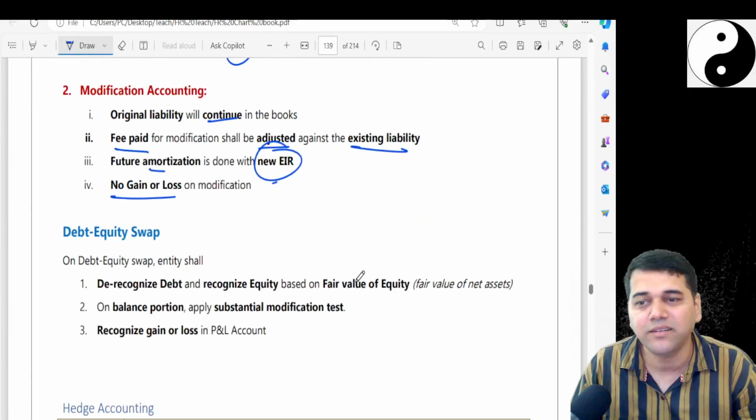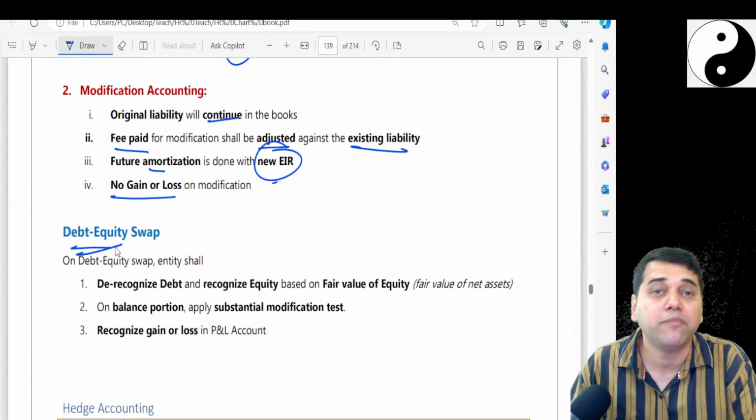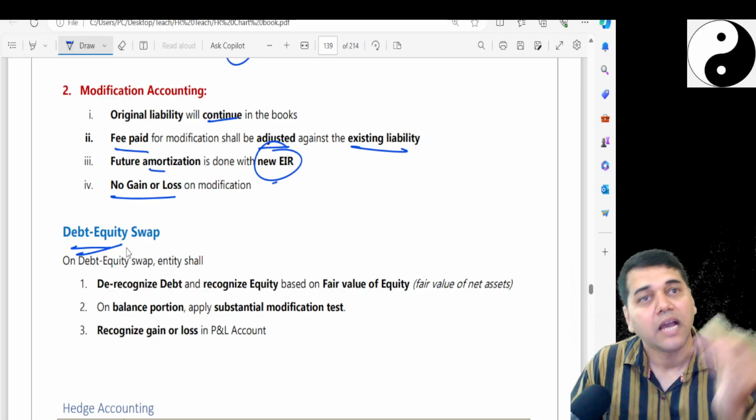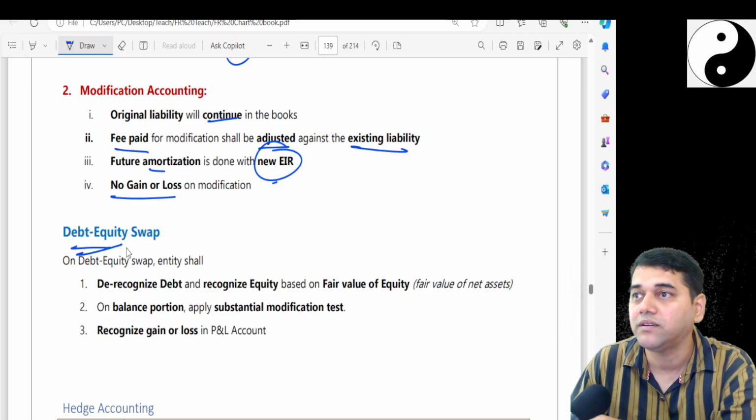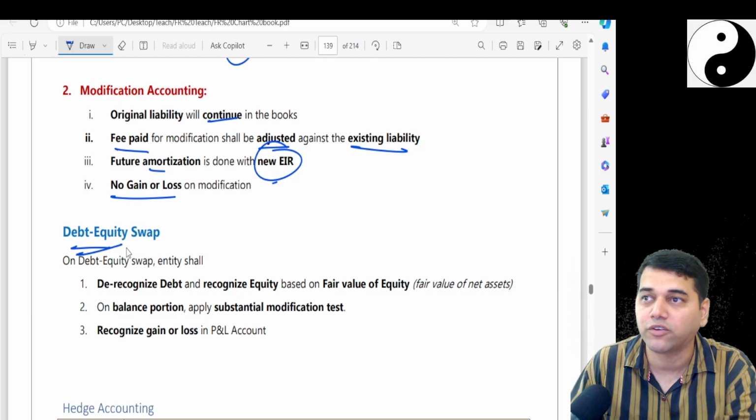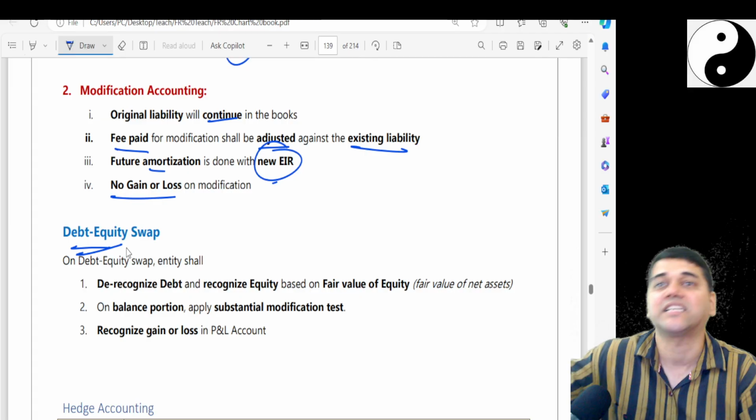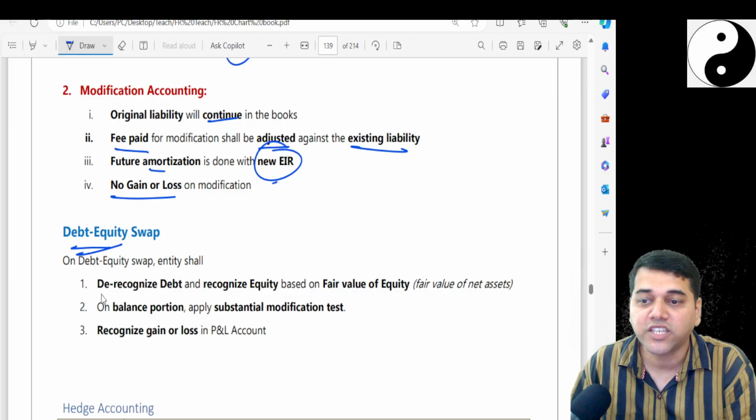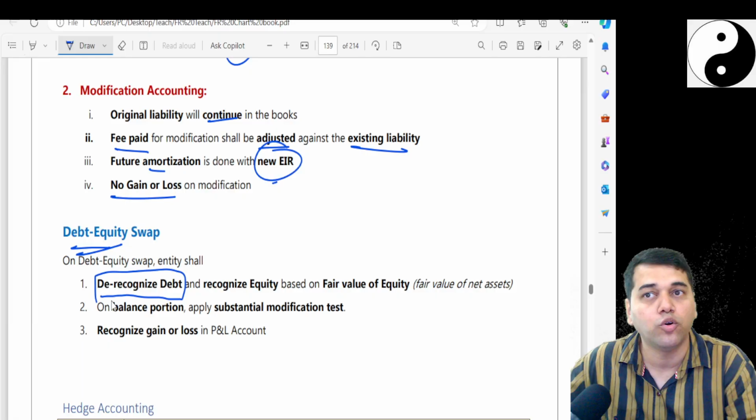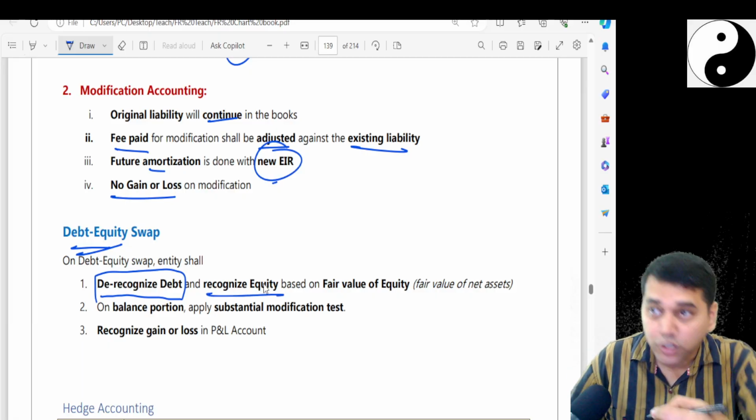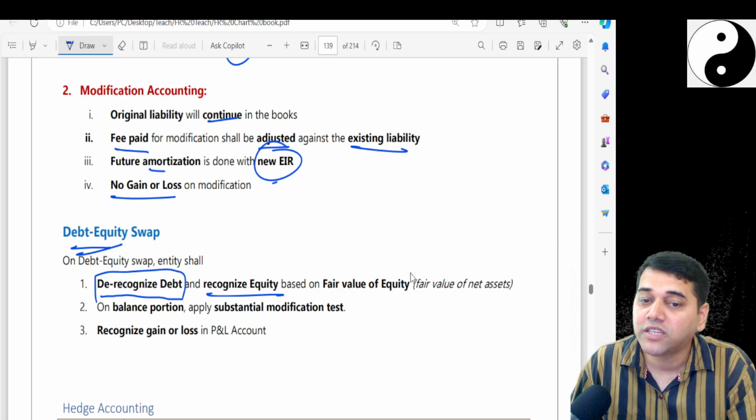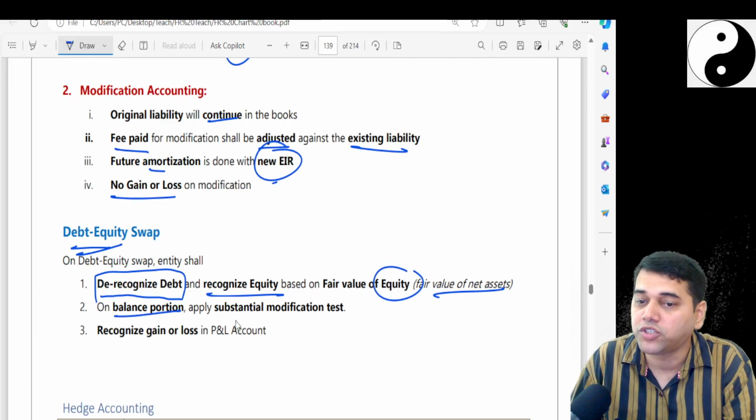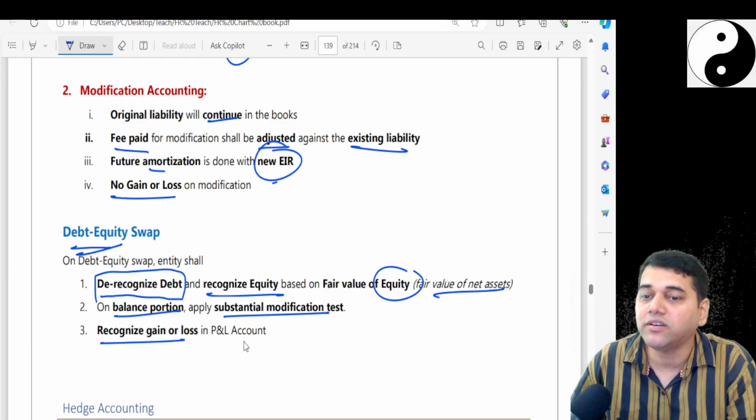Okay, I will just discuss here, because later we will straight away solve the problem. Sometimes I will do a modification in such a way that I will not pay any cash: I will convert your debt into equity. In mergers and acquisitions, we come across this problem. It's called a restructuring. In such a case, you have to derecognize the debt, debit the old liability, and recognize equity share capital based on the fair value of the equity, which is nothing but the fair value of the net assets. On the balance portion, apply the modification test and recognize the gain or loss in the P&L.